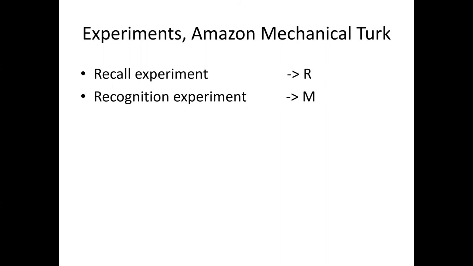And the hope is that the value of M will depend on the manipulation, so for example, on how fast you present the material, but the relation between R and M will remain as predicted by the equation. That's one possibility, and another possibility is that this equation will not be confirmed.